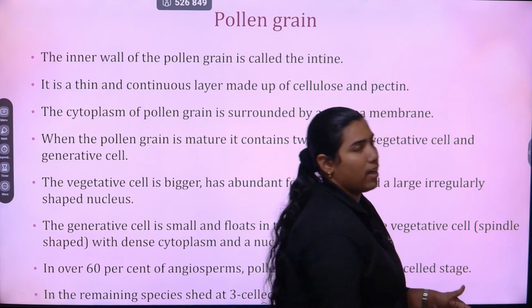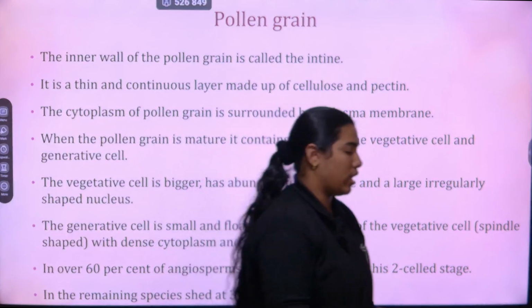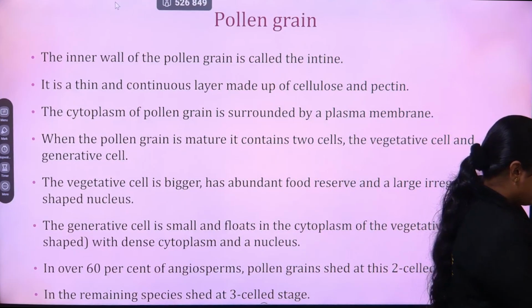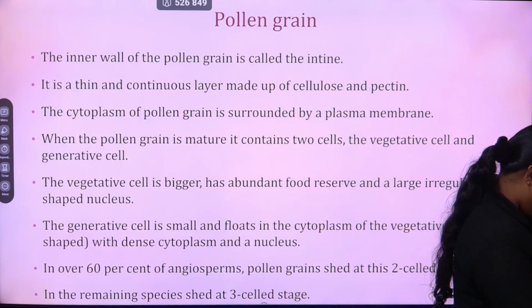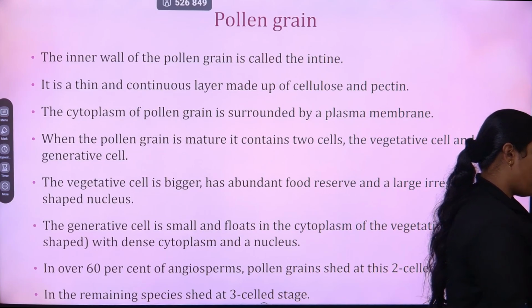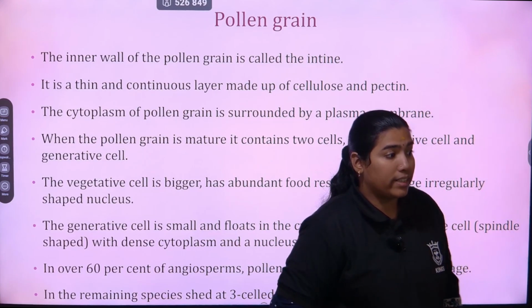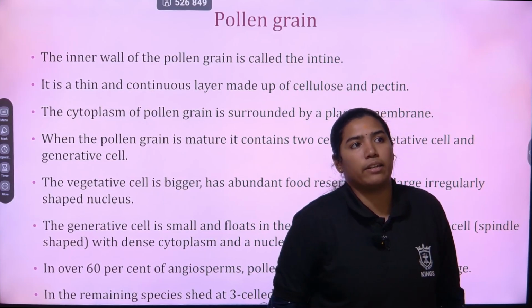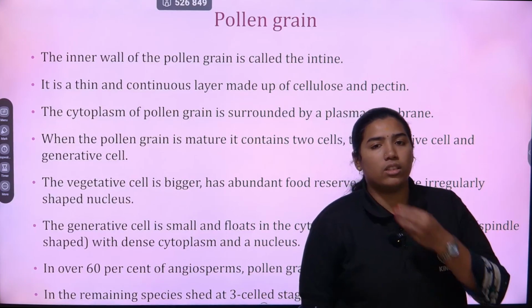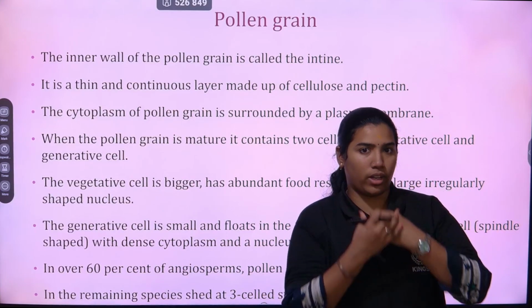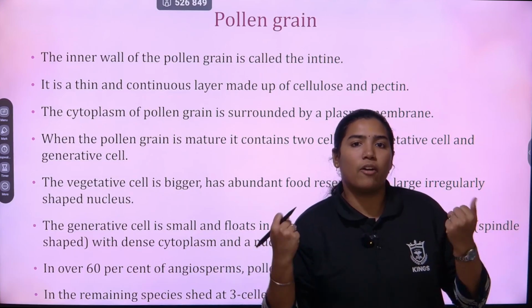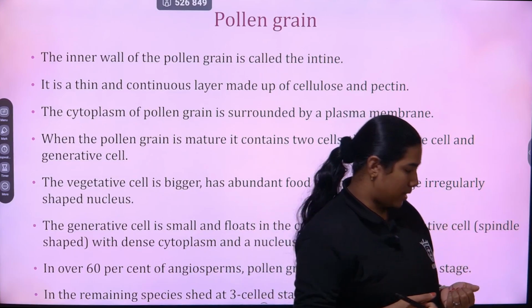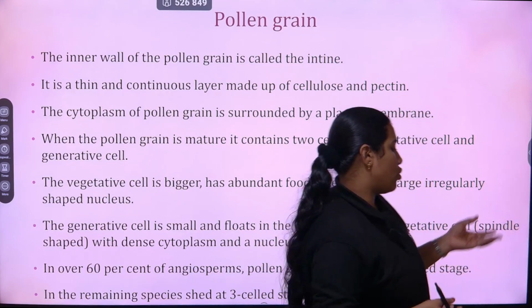So pollen grains will be causing allergies and bronchial infections, which may be leading to respiratory disorders. Respiratory disorders are like asthma, bronchitis. What is bronchitis? Bronchitis is the inflammation of bronchi. The bronchi, from the trachea: when the trachea branches, we have bronchi. So those get inflamed.